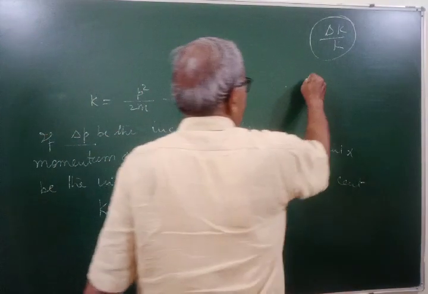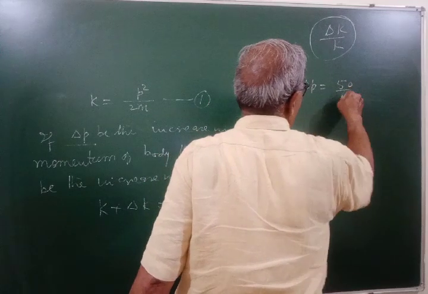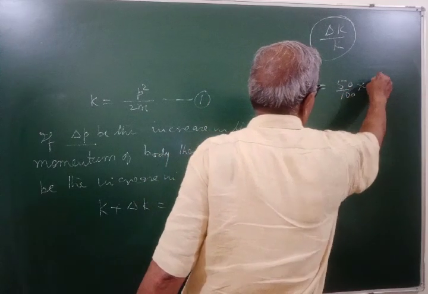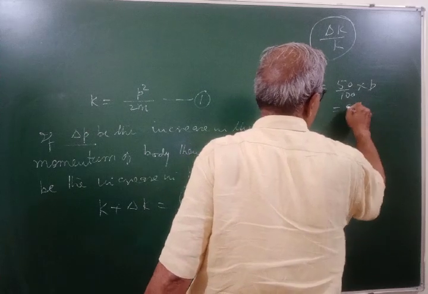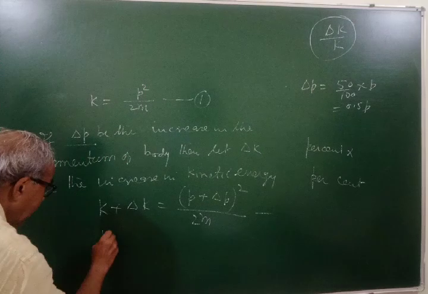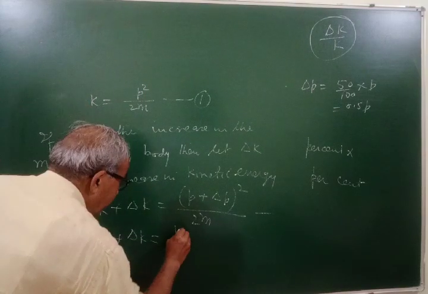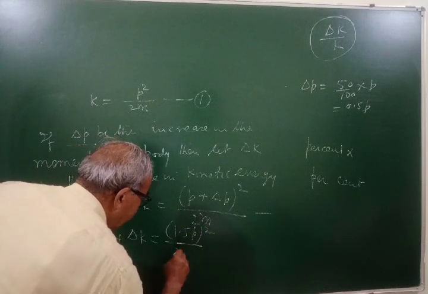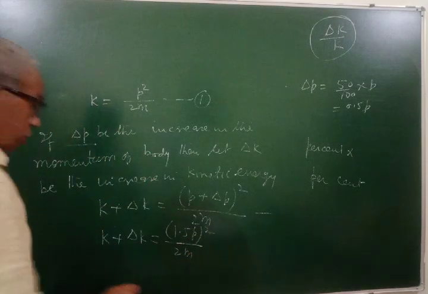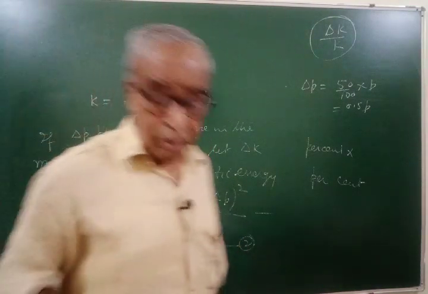What is delta P? Delta P is 50% of the initial momentum P, that is 0.5 P. So P plus delta P gives K plus delta K, which becomes (1.5 P) square upon 2m. This is equation 2. Please listen to this technique.